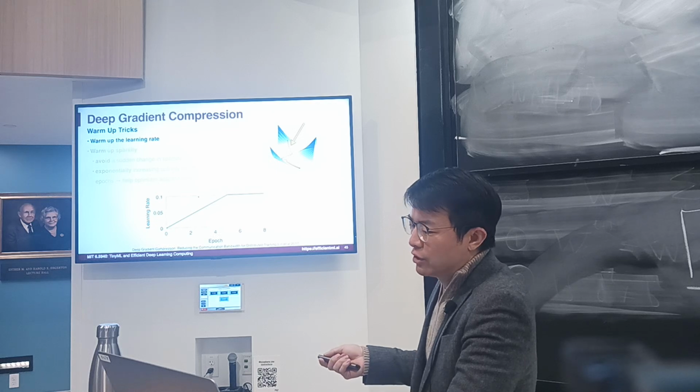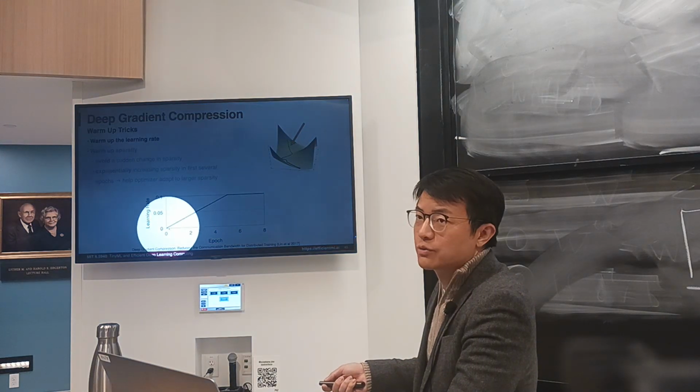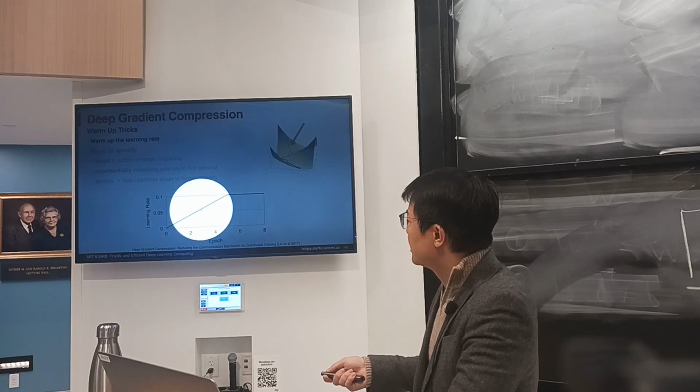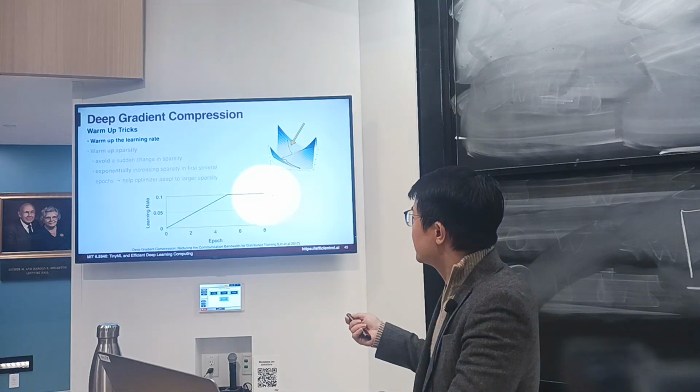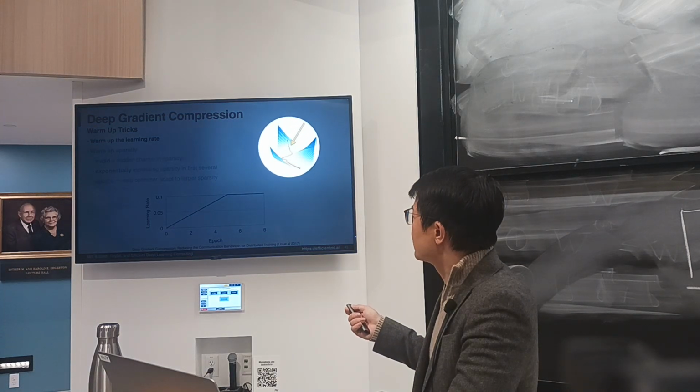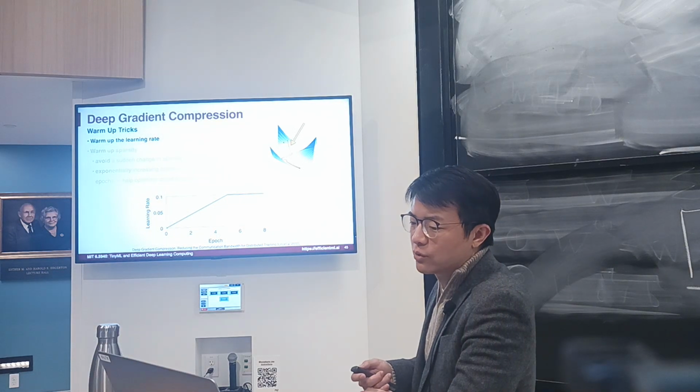So we can warm up the learning rate. Initially, start with a very small learning rate and gradually, here linearly, increase it to the stable learning rate. You can see that in the initial training stage, the gradient is very sharp, so we want to be conservative to prevent overshooting by using a smaller learning rate.